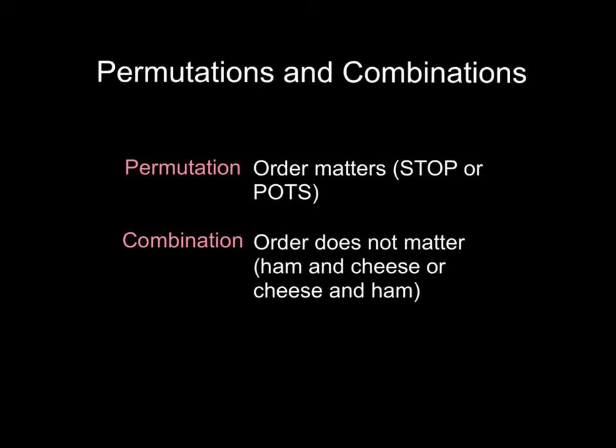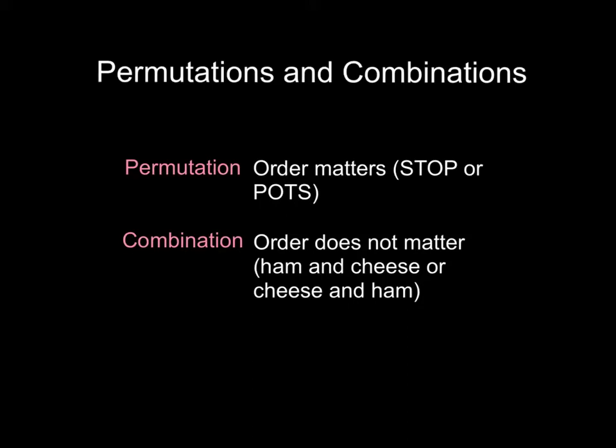Let's talk about permutations and combinations and understand that there is a difference between the two. A permutation is when the order matters, meaning if I took the letters O, P, S, and T, and I arranged the word stop or I arranged the word pots, those are two different words, completely different, but they have the same letters. So that's a permutation because the order matters in which I arrange those letters.